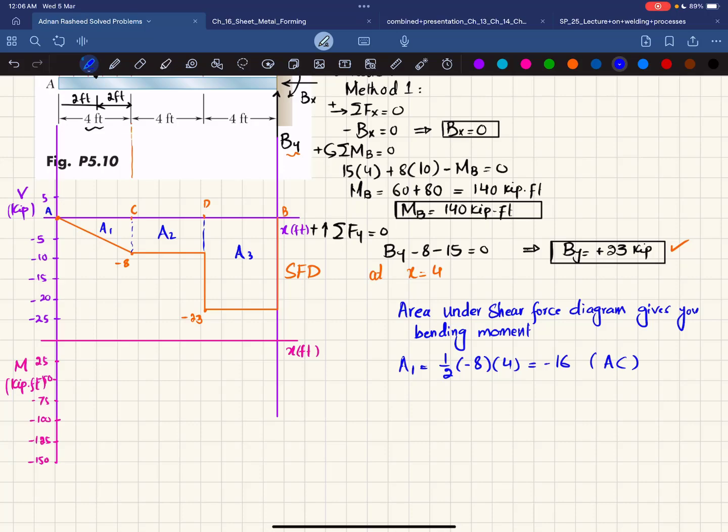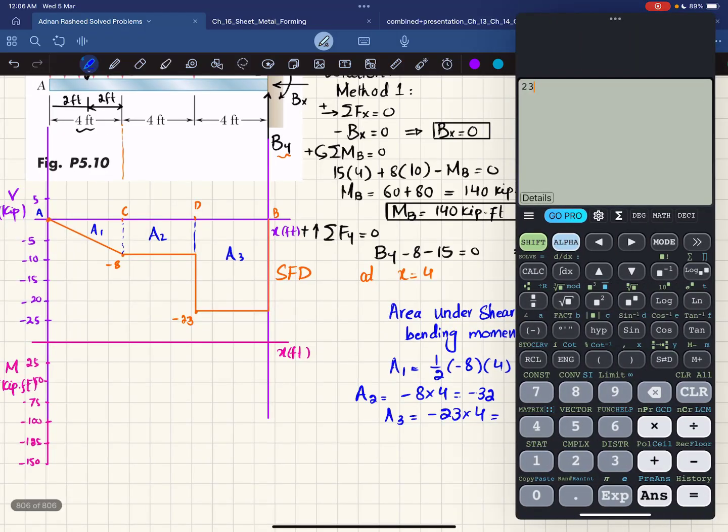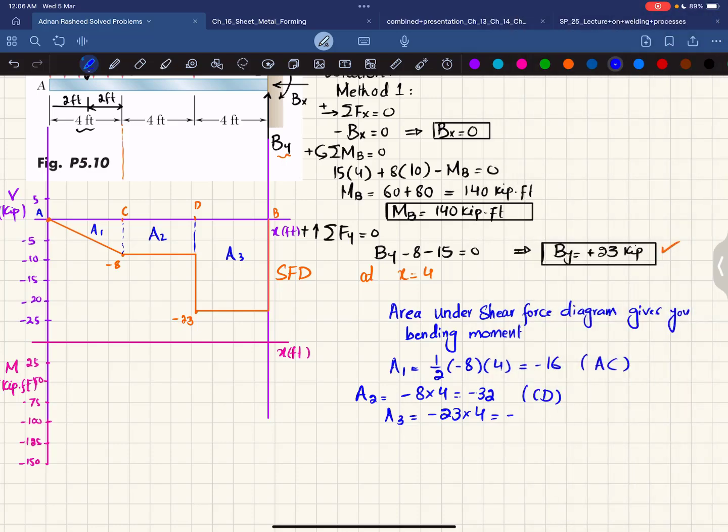Now we will find A2. You can see this is a rectangle, so the height is minus 8 and the width is 4 feet. Minus 8 multiplied by 4 is equal to minus 32, and this is for region C to D. The third thing we will find is A3. A3 is again a rectangle, with height minus 23 and width 4. So minus 23 multiplied by 4 will give you how much? We have a calculator. 23 multiplied by 4 is 92, so minus 92. And this is for region D to B.